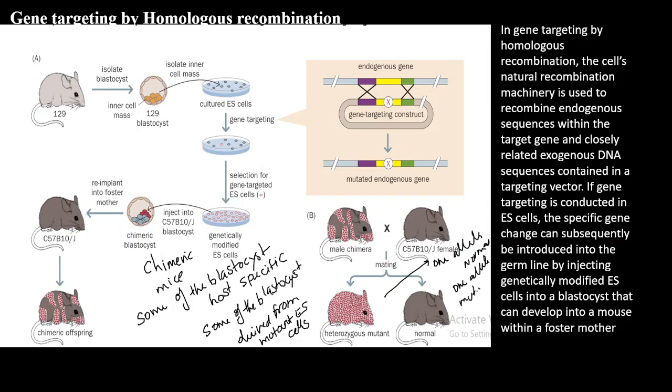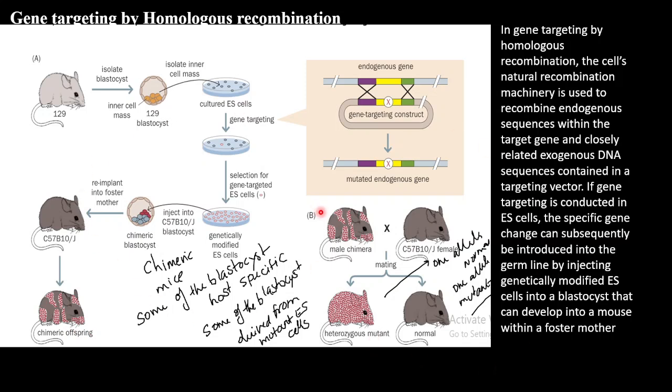But all the cells carry that mutant allele. So that is the difference. Here in this particular mice, if you see, all the cells are going to carry the mutant allele. In this mice, not all the cells are going to carry the mutant allele. So this is the difference between this chimeric offspring and the heterozygous mutant, particularly in this figure.